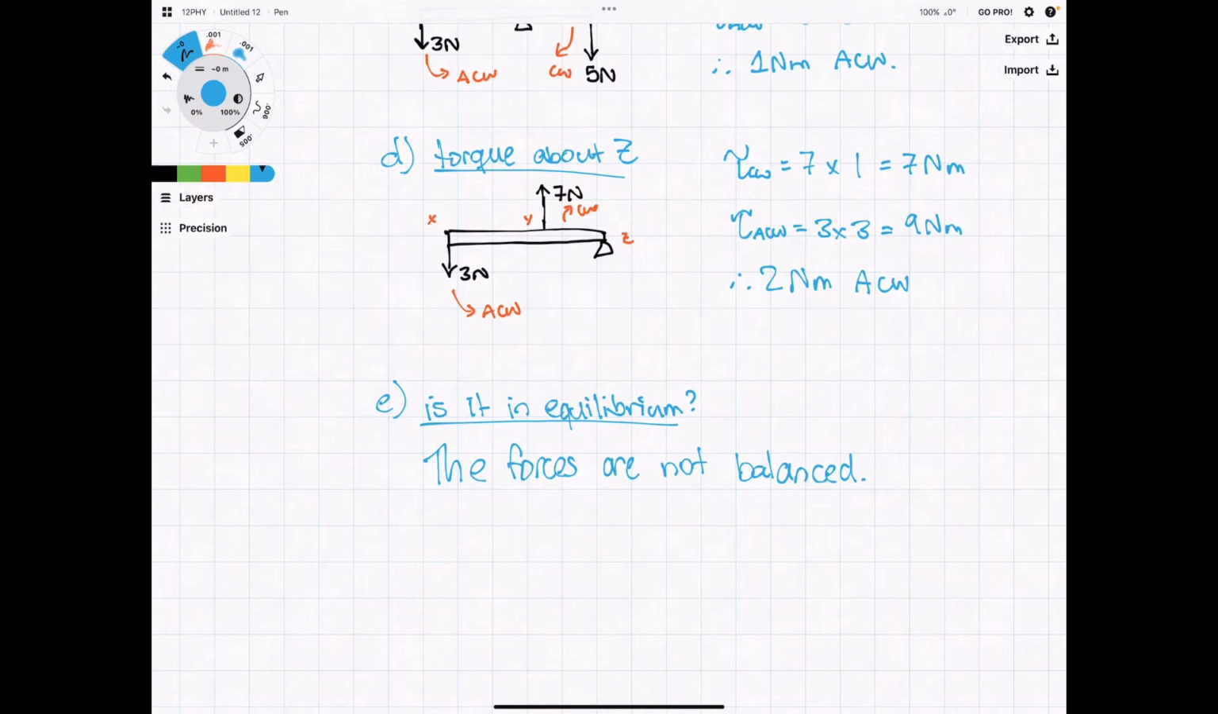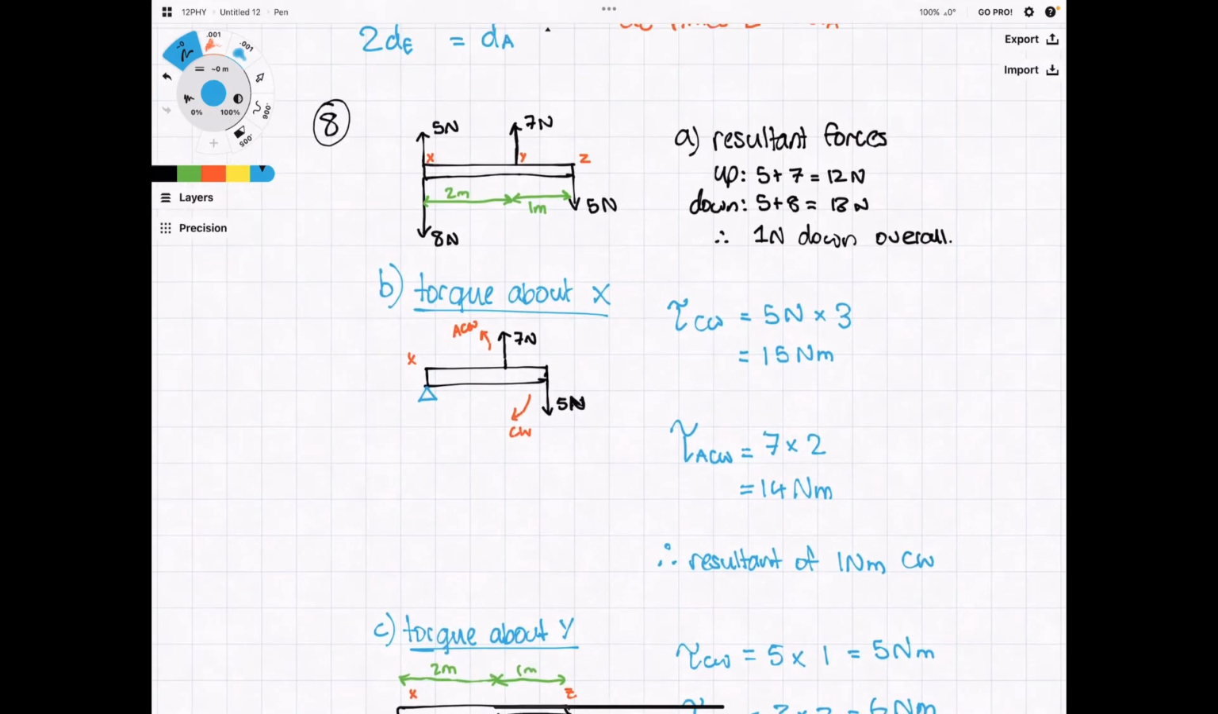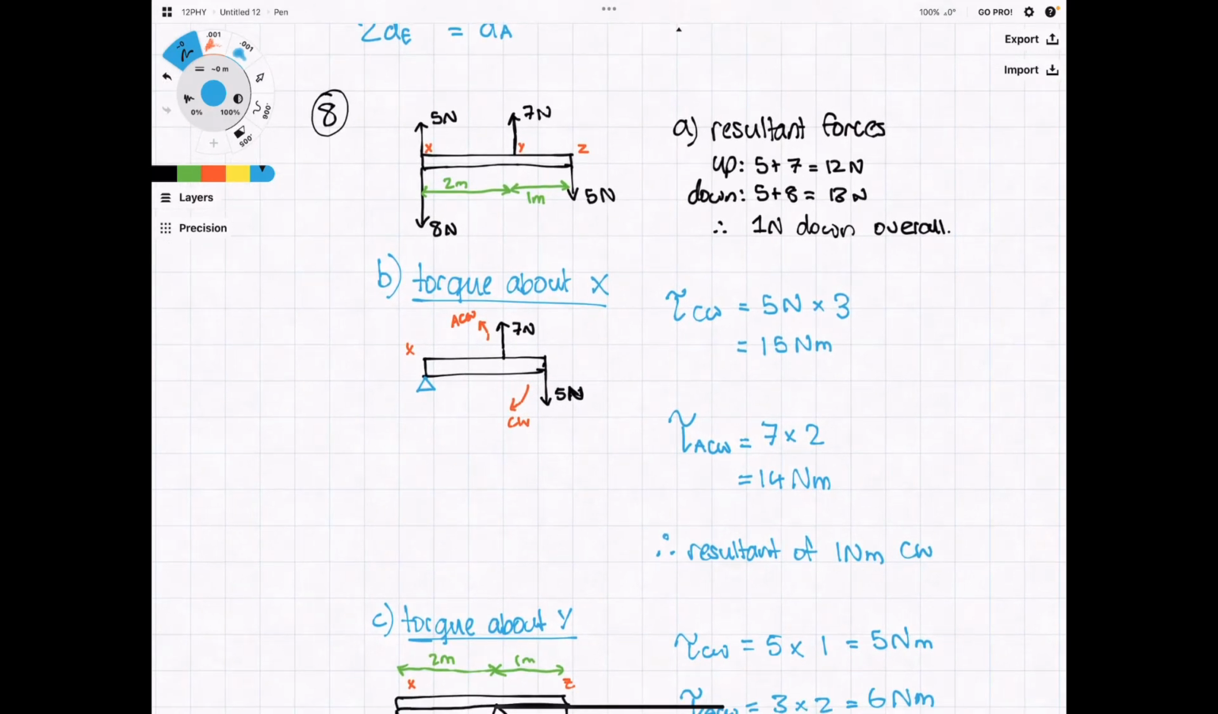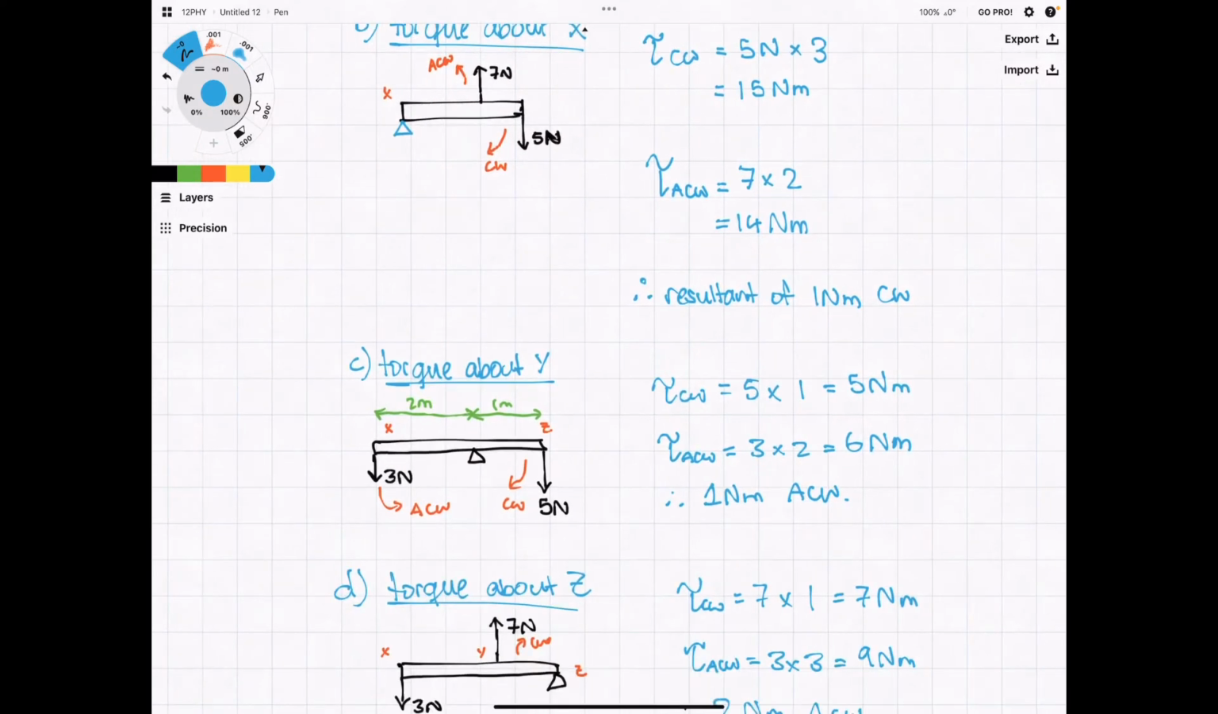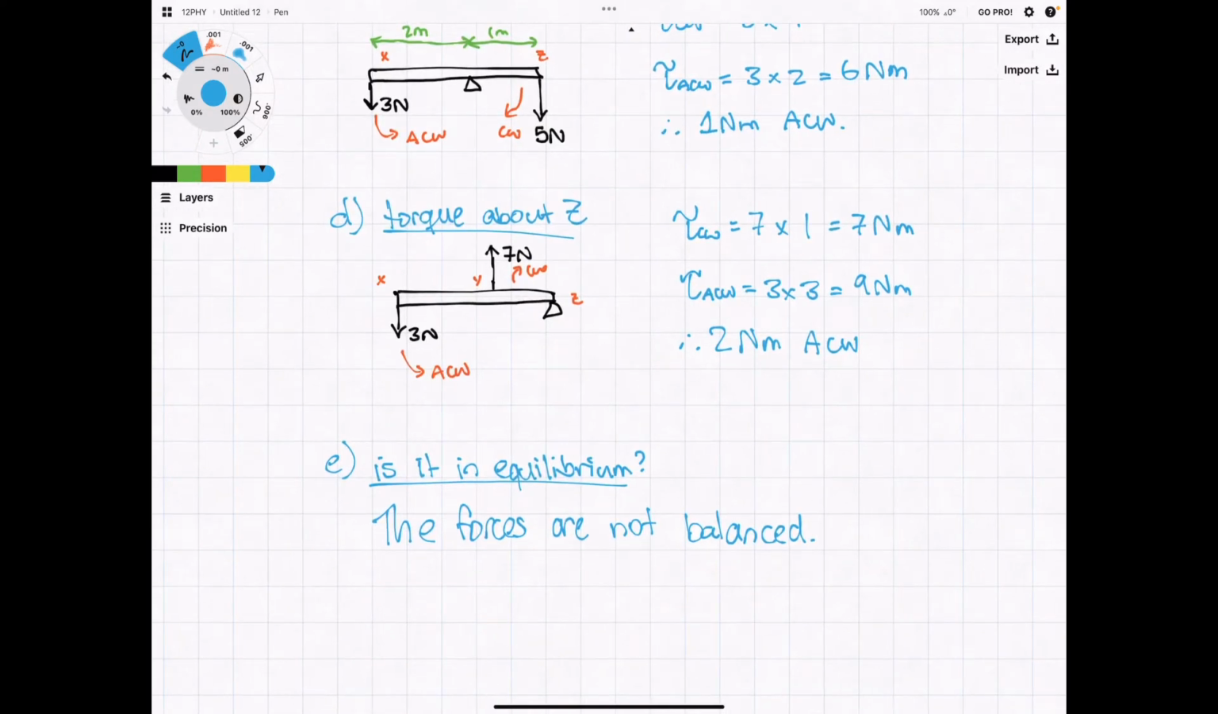Okay, we know that from question part A. We've got 1 Newton down overall. Forces are not balanced, which means F net does not equal 0. Therefore, we are not in equilibrium, because for equilibrium we need net force equals 0 and we need net torque equals 0.